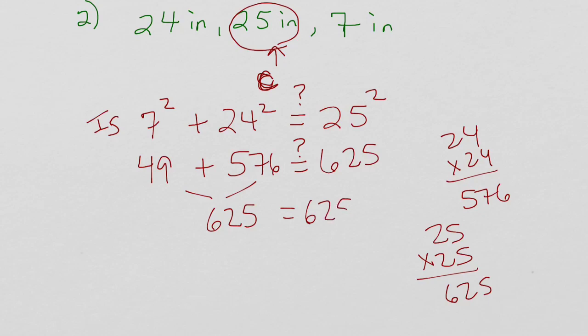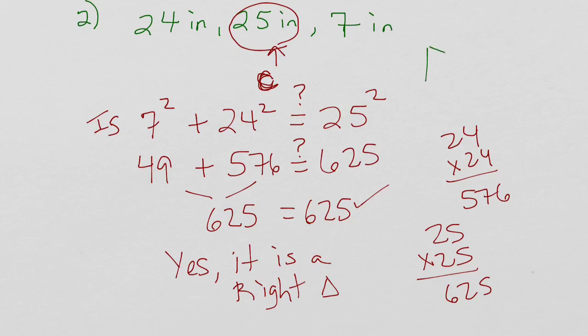625 equals 625, so that means yes, these make a right triangle. It is a right triangle. And the way that that right triangle might look would be something like this. This is 7 inches, this is 24 inches, and this is 25 inches.